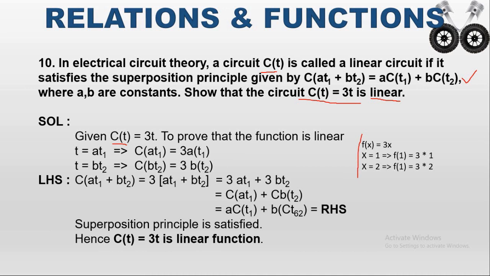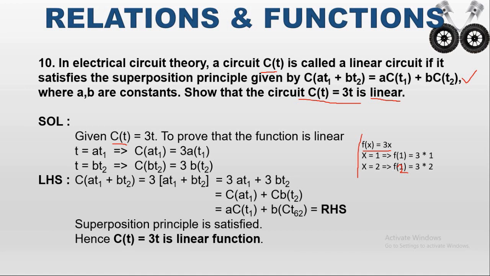First I will substitute x value as 1. What will happen? F of 1 equal to 3 into 1. Wherever x is in f of x, I will substitute the value 1. If I substitute x equal to 2, what will happen? F of 2 equal to 3 into 2. Wherever x is in f of x, I will substitute 2. So the same concept is used here. So C of t is the function equal to 3t with the variable t.